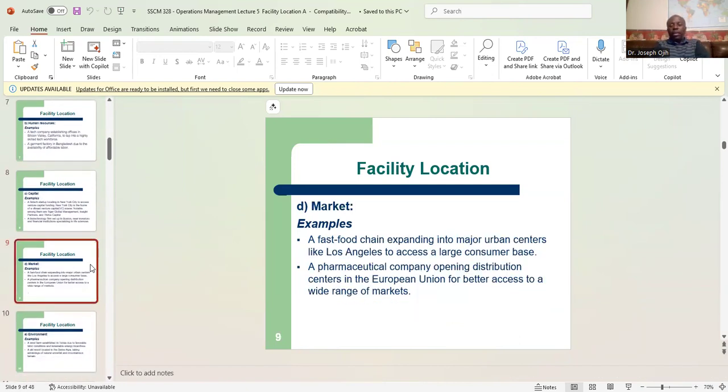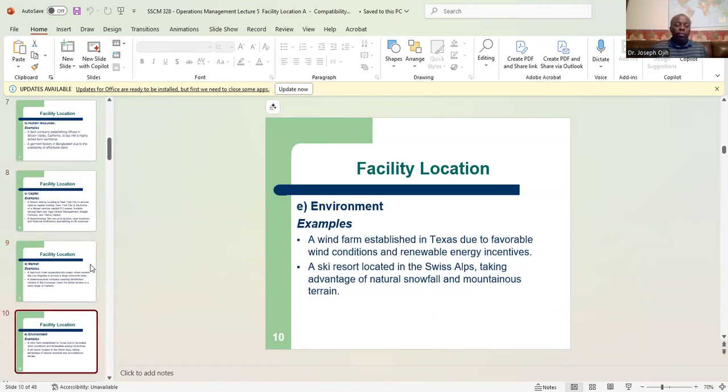Then next one is market. That is why you see many fast food chains in the city, but when you go to the county, it becomes difficult to see them. Yeah, because we have more market in the city than in the county, and so on and so forth. Next is the environment. For example, a wind farm established in Texas due to favorable wind conditions and renewable energy incentives.